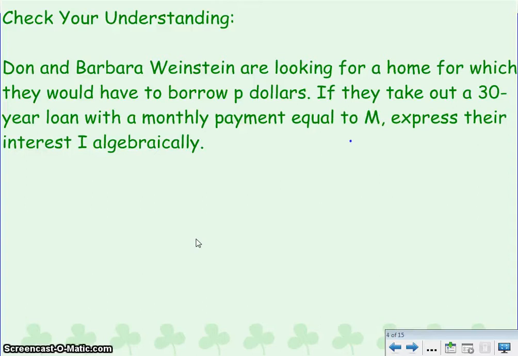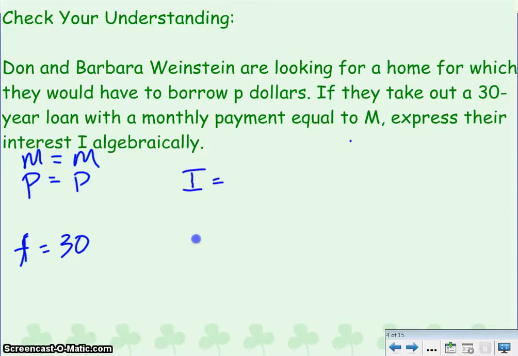Okay, it says Don and Barbara Weinstein are looking for a home in which they would have to borrow P dollars. So the principal is just telling us so far that it's P dollars. If they take out a 30-year loan, so we know that the time is 30 years, and they have a monthly payment equal to M. Their interest, what is their interest?